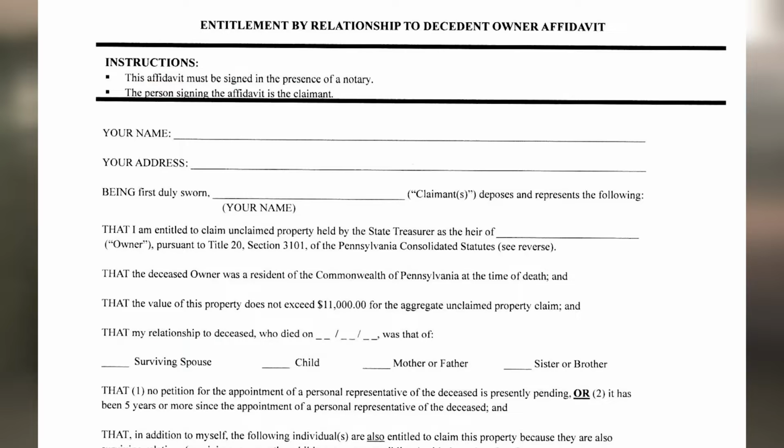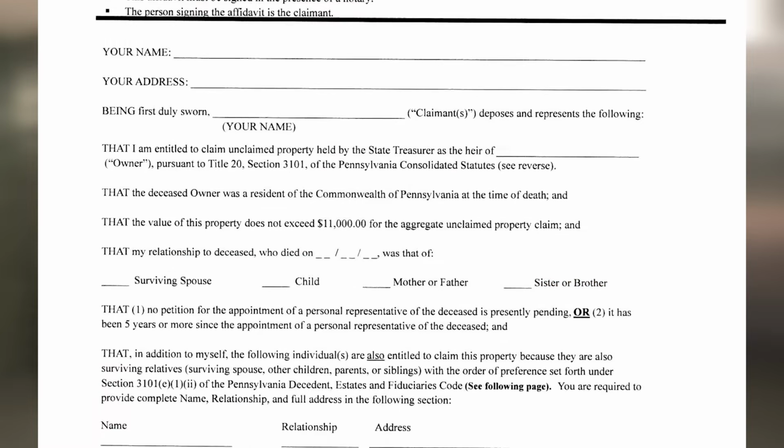On this form, you will be required to enter your personal information. Fill in your name and address. Then enter your name, the decedent owner's name, and their date of death in the section containing the provisions under this Pennsylvania statute to pay a close family member. Check the line to indicate your relationship to the deceased owner is that of a surviving spouse, child, mother or father, or sister or brother.